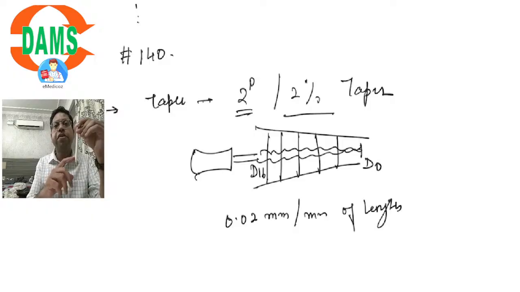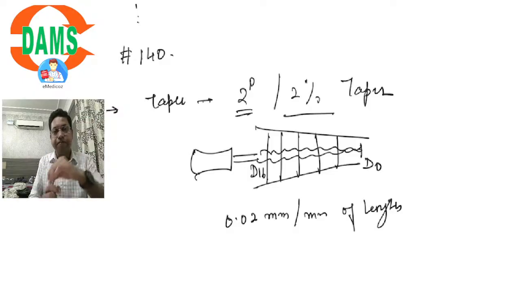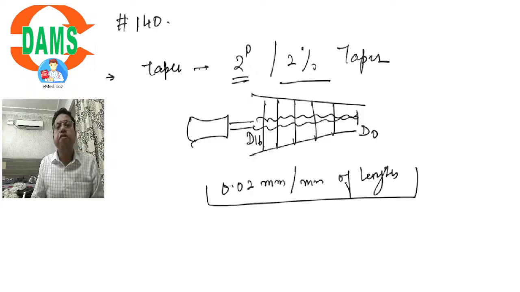D1. D1 would be D0 plus 0.02 millimeter. What would be D3? D3 would be D2 plus 0.02 millimeter. So the diameter increases by 0.02 millimeter for each millimeter of length as we move from the tip toward the shank. So the standard instrument has a taper of 0.02 millimeter per millimeter. These are the ISO standards.